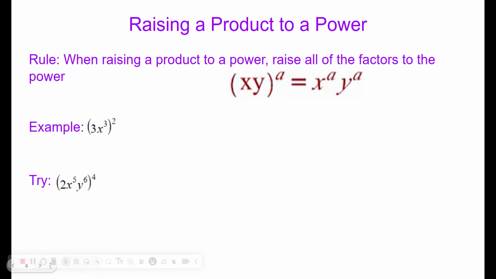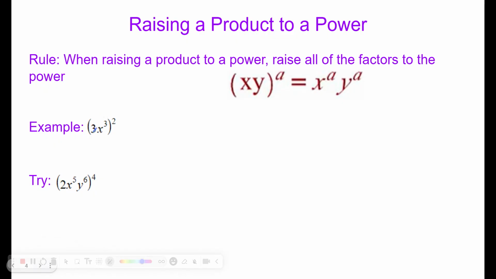Now, if we're raising a product to a power, a product is when two numbers are being multiplied together, or a number and a letter. So there's multiplication happening. When raising a product to a power, raise all of the factors individually to that power. So here in our burgundy example, x times y is being raised to the exponent of a. So if we were to parse that out, x is raised to the power of a multiplied by y, which is raised to the power of a. You do everything inside there.